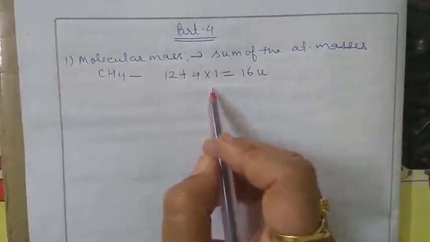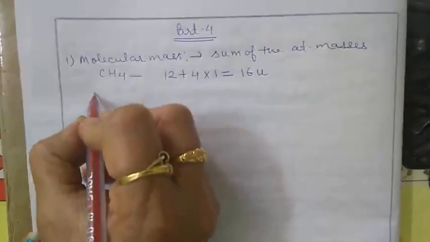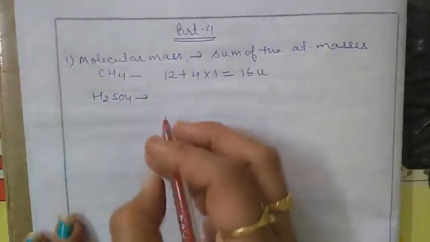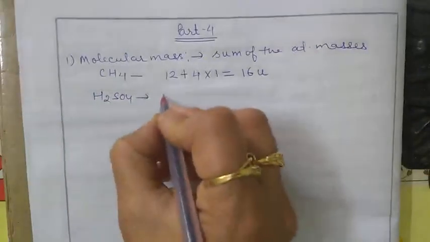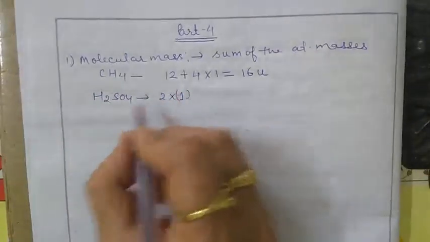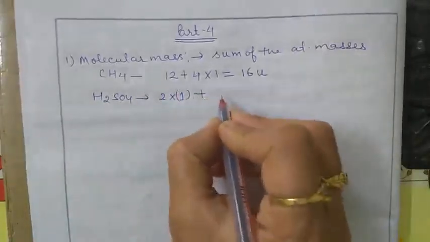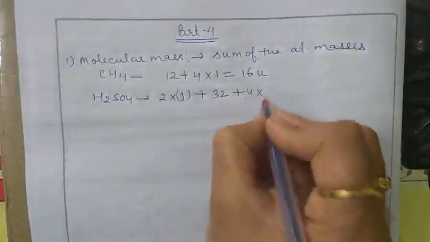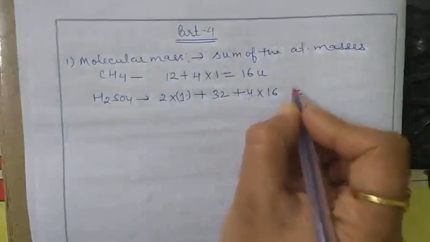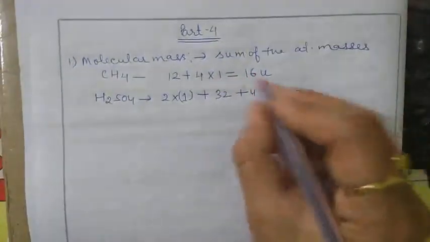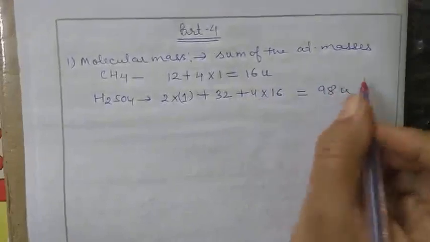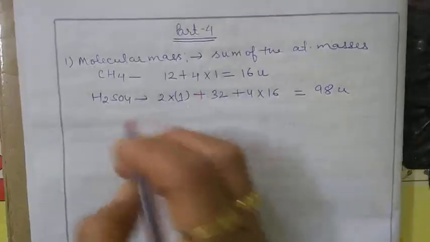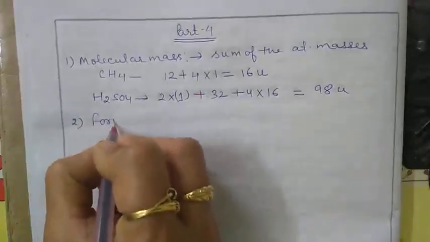Clear? So let's take another example. For example, we have H2SO4 and we have to calculate the molecular mass of H2SO4. So for that it is 2 multiplied by 1. What is 1? 1 is the atomic mass of hydrogen, plus sulfur, that is 32, then plus 4 multiplied by 16. Clear? So if you calculate this, it is 98 U. So this way we can find out the molecular mass.